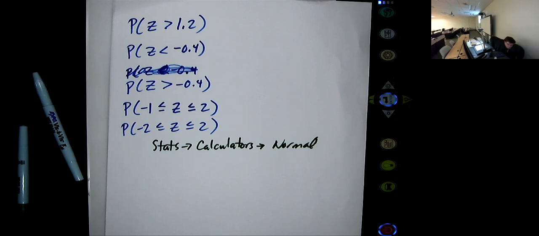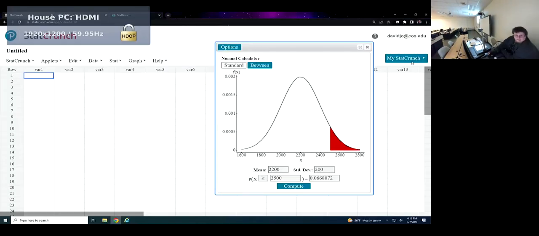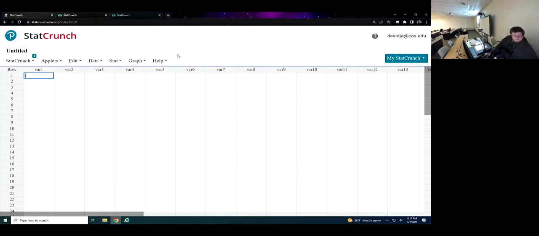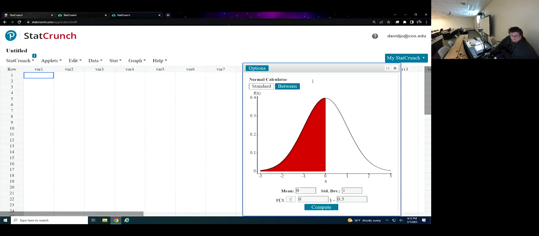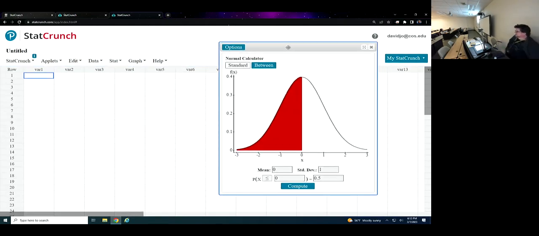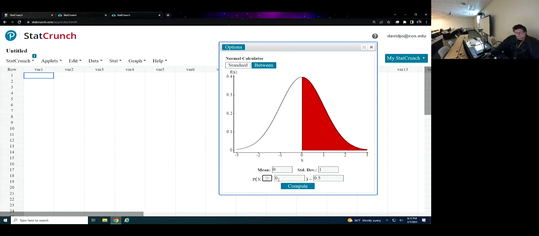All right. So we'll start from scratch. We'll go stats, calculators, and normal. The default setting for the stats calculator normal is standard, the standard normal distribution. So I'm just going to leave the mean and standard deviation alone, and I'm going to start plugging in the values we wanted. It doesn't have the option of changing the x to a z, but we'll just pretend it's a z. The first one was z is greater than 1.2.